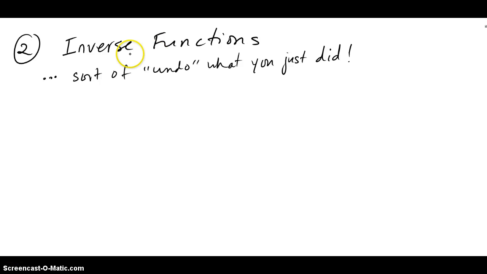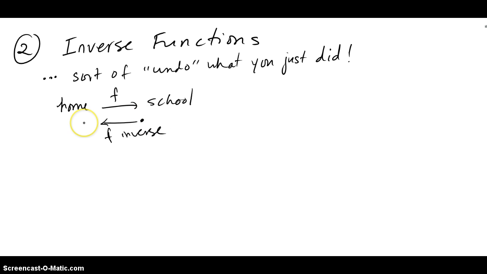Next, we're going to look at inverse functions, and inverse functions sort of undo what you just did. For example, if you're at home and you come to school, let's say this is your function f, its inverse will basically take you from school back to home. So it kind of undoes what you just did. The function will take you to school. The inverse will take you from school back to home.